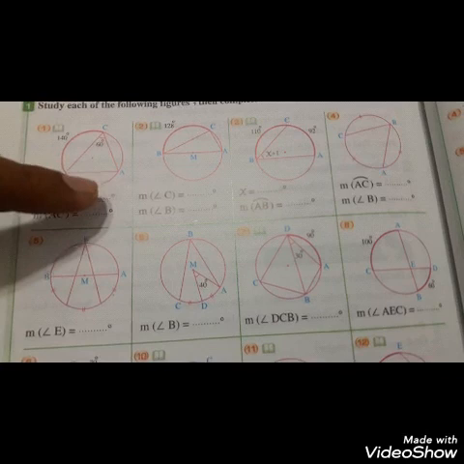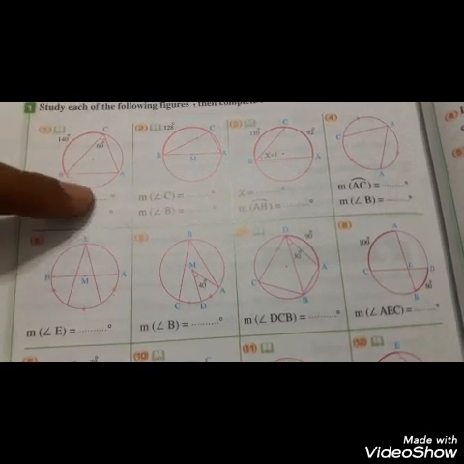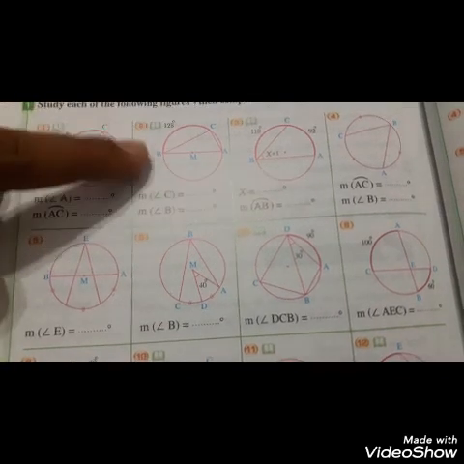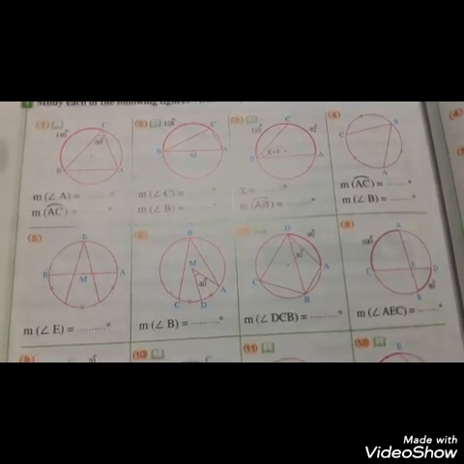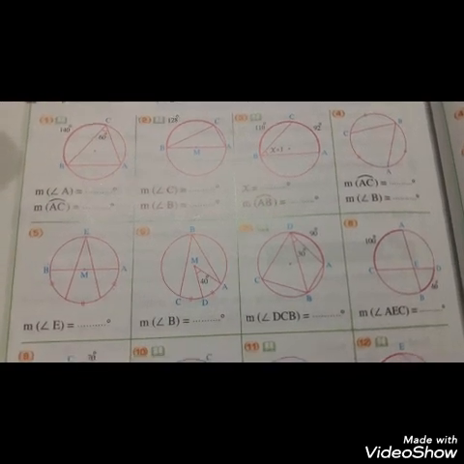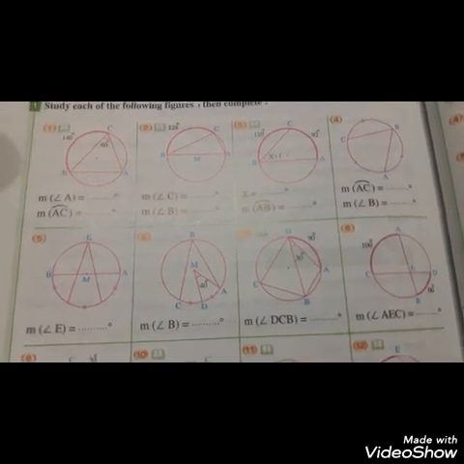Then the sum of the two arcs equals 260. Then the third arc is 360 minus 140 plus 120, which equals 100 degrees.